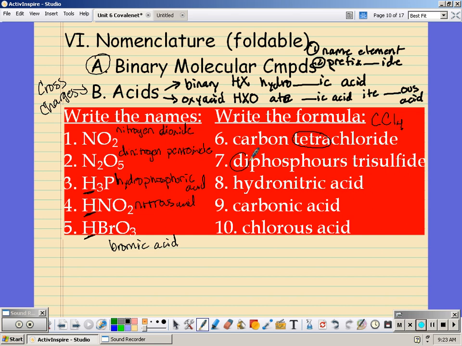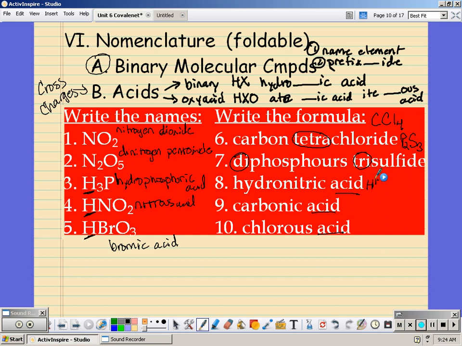Di and tri, I have prefixes, so I don't cross my charges, I write down what it says. Di is 2. 2 phosphorus, so P2. Trisulfide, 3 sulfurs, S3. 8, 9, and 10 all have the word acid, so I know to cross my charges and that all acids start with hydrogen.